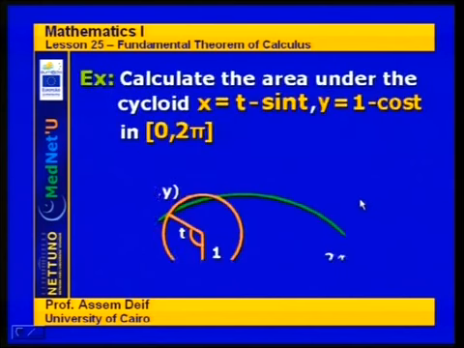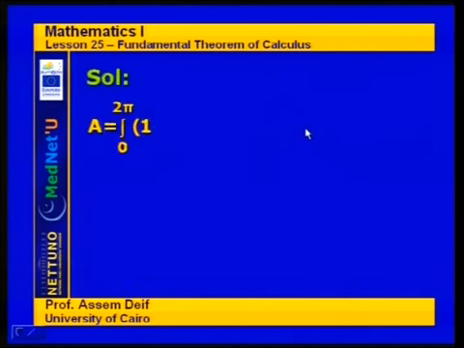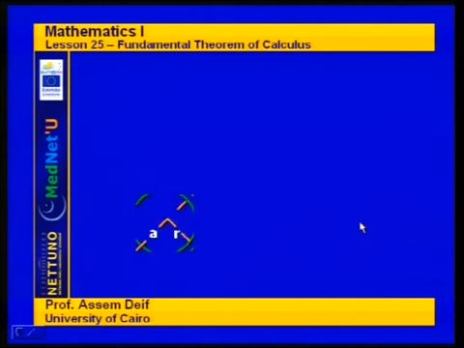So for example, if you have a cycloid and you wish to calculate the area under the cycloid, all you have to do is substitute into the expression you have seen before, and you carry on the integration. And all of these integrations are very simple. In fact, they're antiderivatives, and then you substitute for the limits of integration.